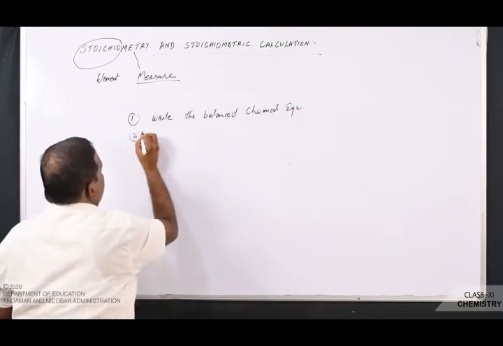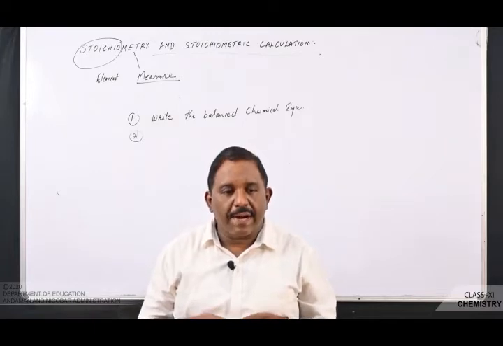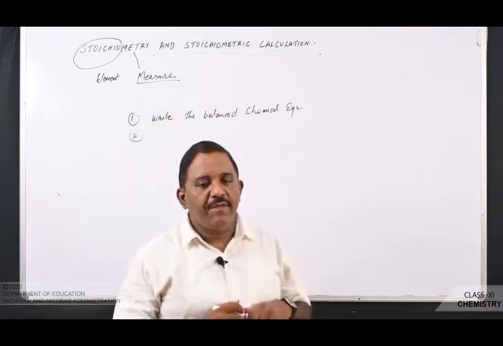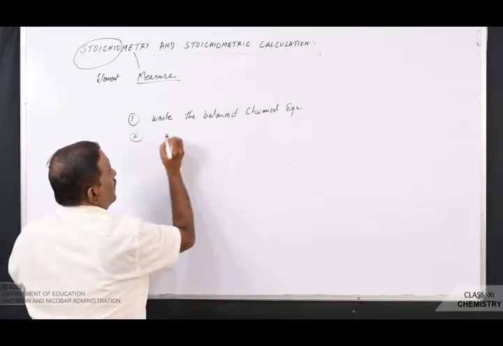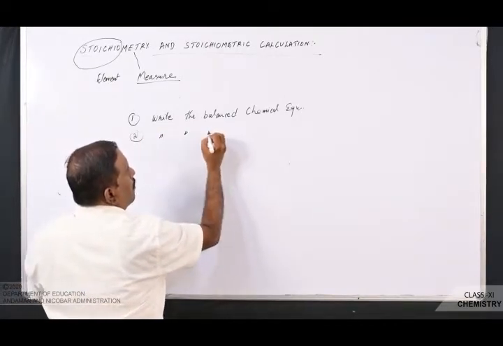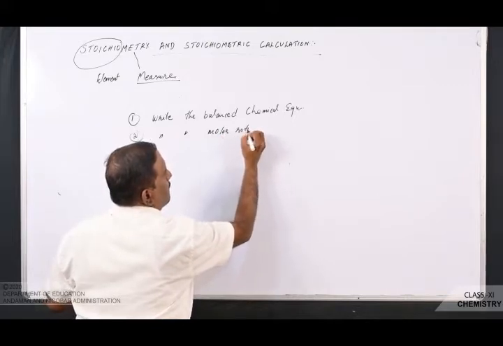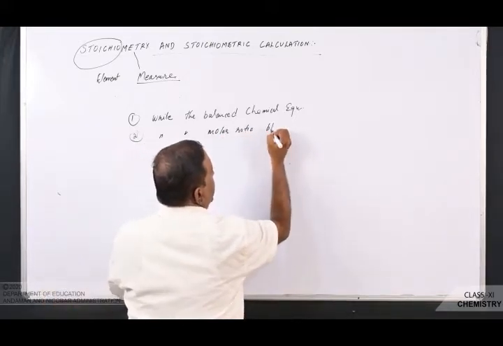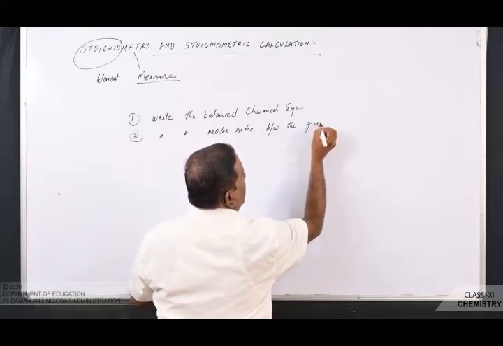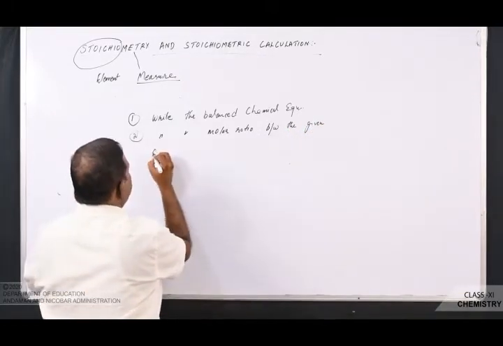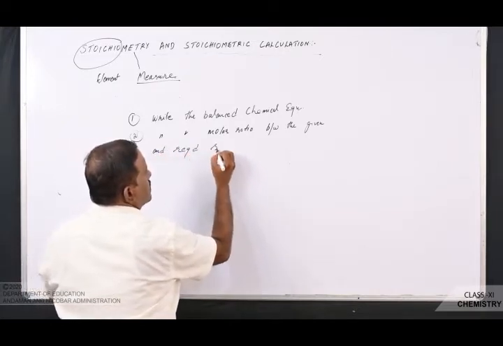Second point: from this chemical equation, write the molar ratio between the given and required substance.